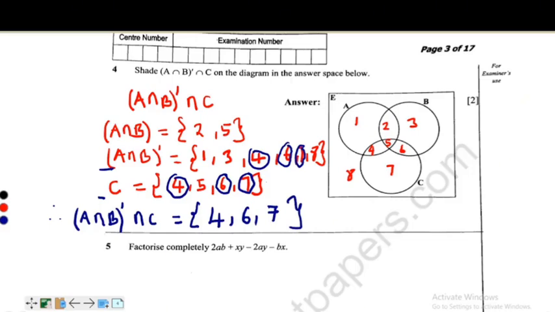Now let us identify where we have these numbers. We have a 4 right here, we also have a 6 right here, and we have a 7 right here. So this is the region that you are going to shade. So we need to shade this area. So this is our answer. This is the area that should be well shaded. Okay, I hope it's clear. Let us now move on to question 5.